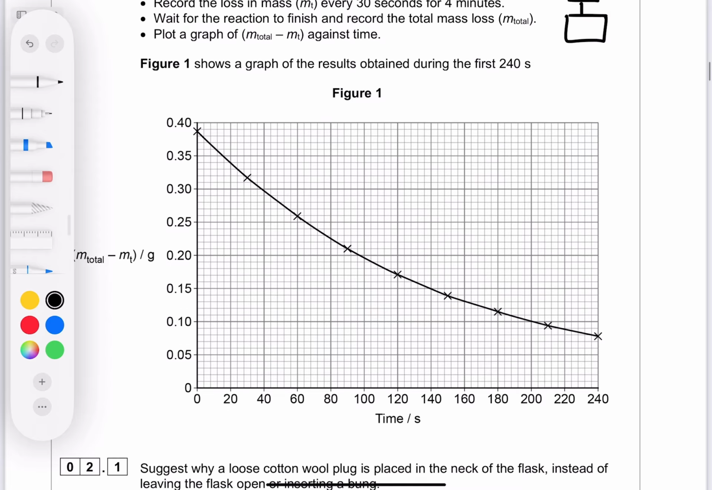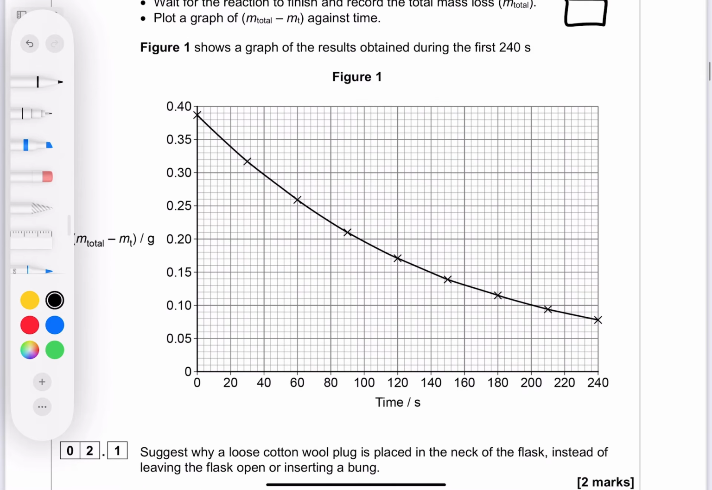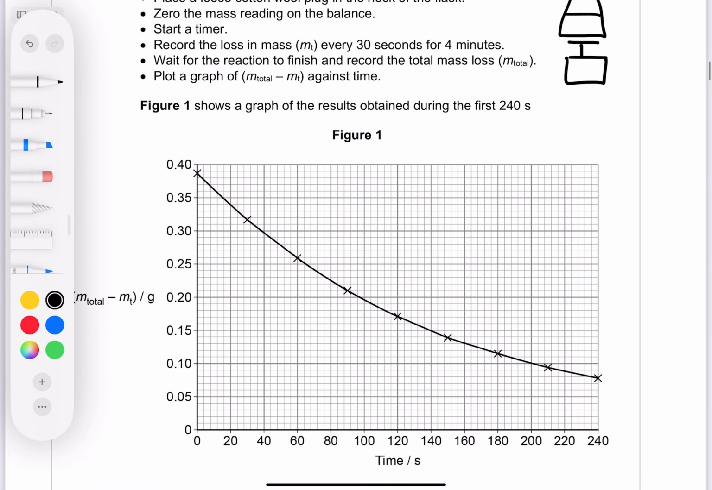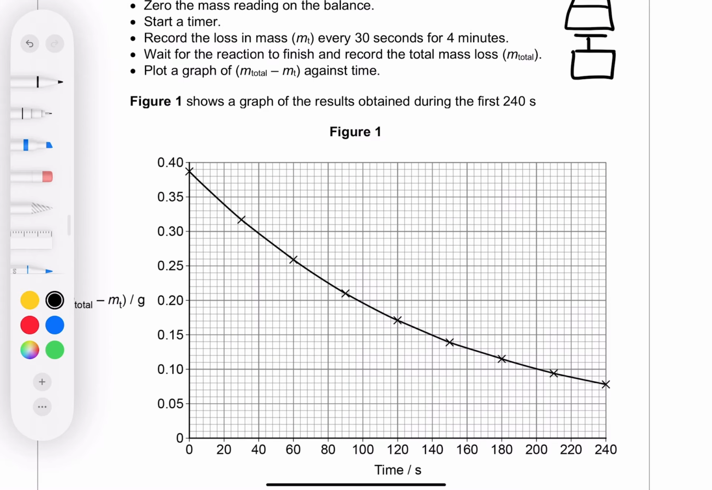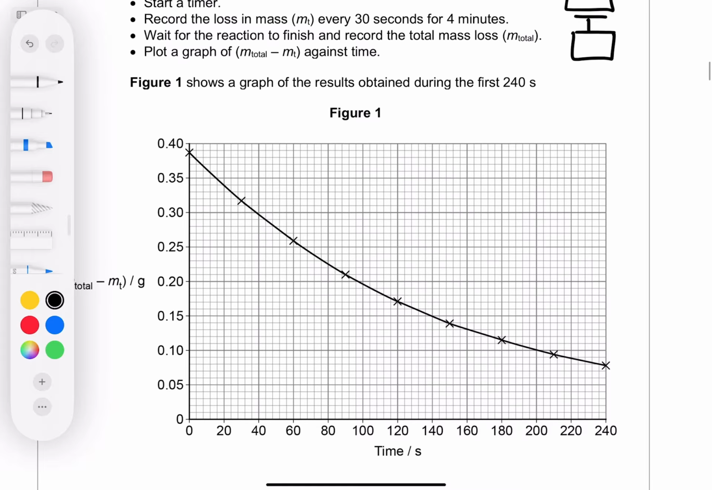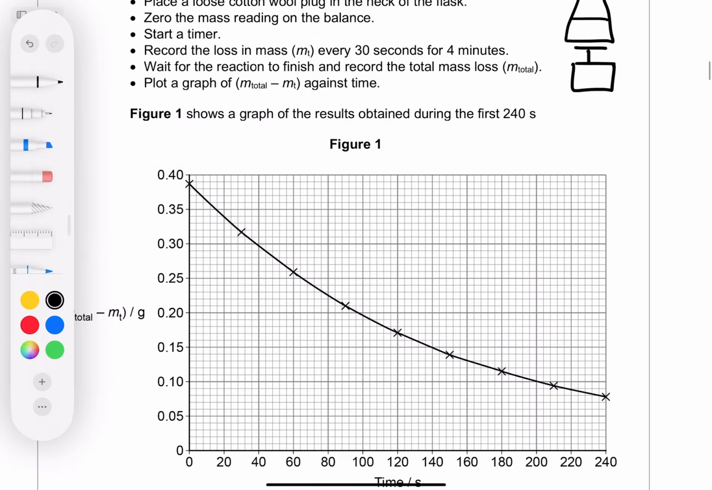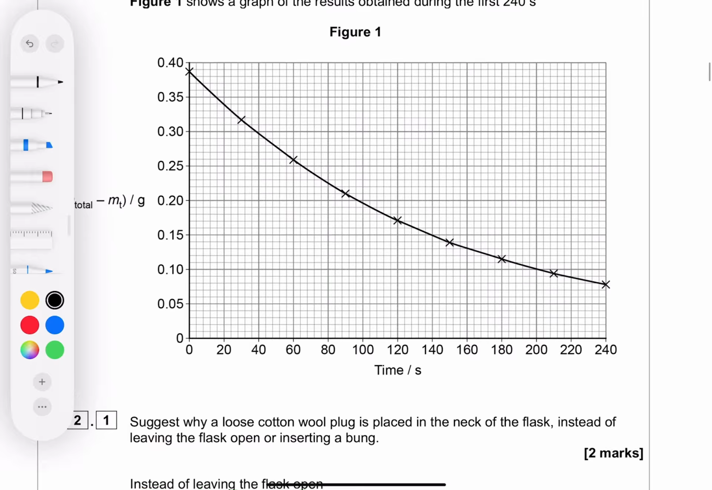The graph shows results obtained during the first 240 seconds. So the total mass loss here looks like it was 0.38 grams, and then they're subtracting the amount lost over time, and so it's decreasing over the first 4 minutes here.